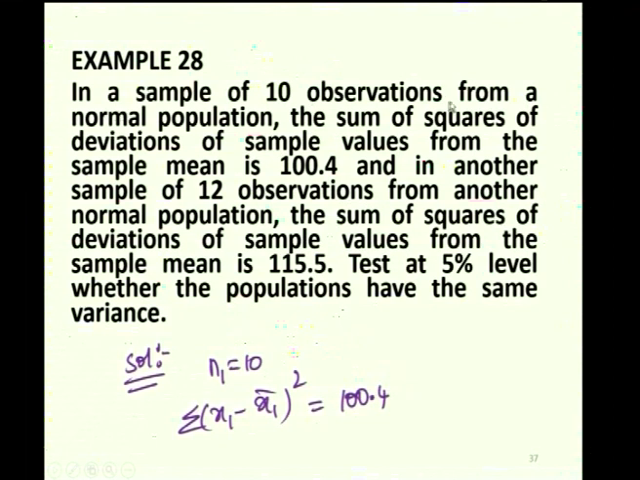In a sample of 10 observations from a normal population, the sum of squares of deviations of sample values from the sample mean is 100.4, and in another sample of 12 observations from another normal population, the sum of squares of deviations of sample values from the sample mean is 115.5. Test at 5% level whether the populations have the same variance. First, let us write down the values from the data given. N1 is equal to 10, and summation x1 minus x1 bar square is 100.4. Similarly, N2 is equal to 12, and summation x2 minus x2 bar whole square is equal to 115.5.